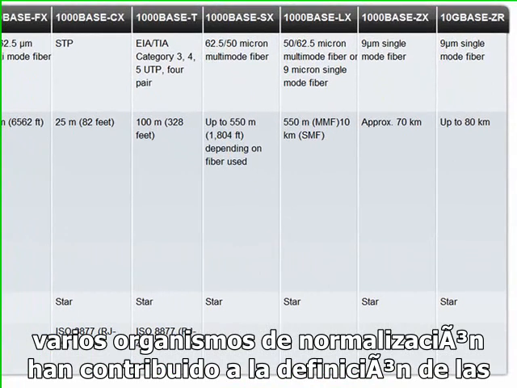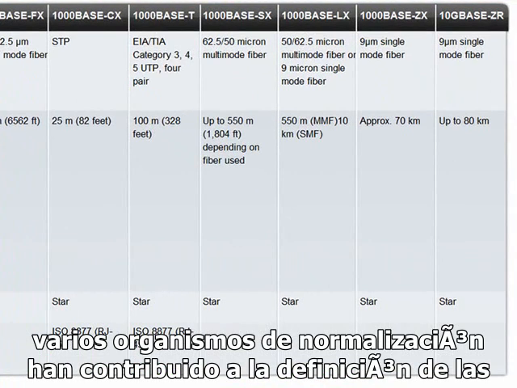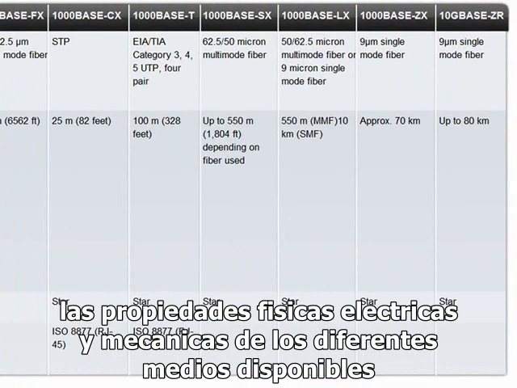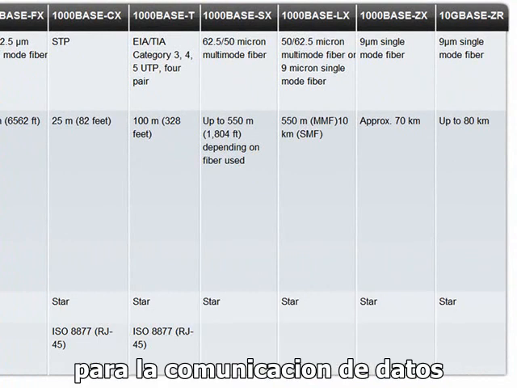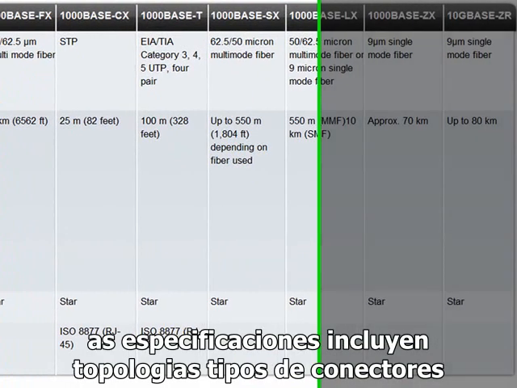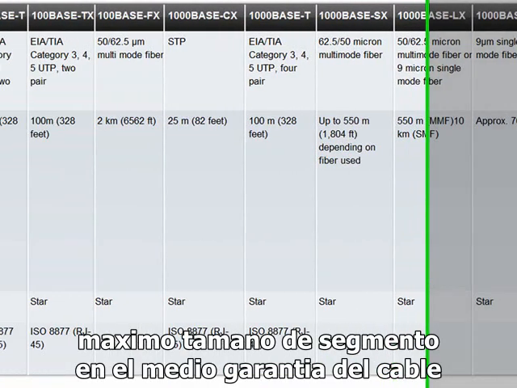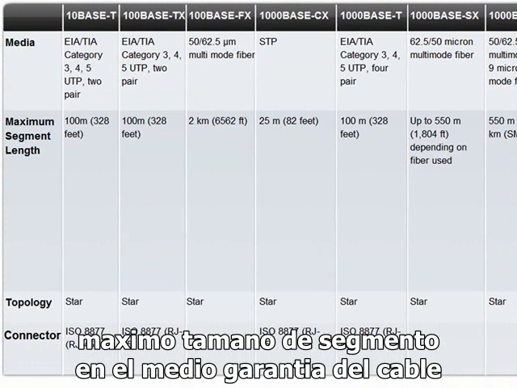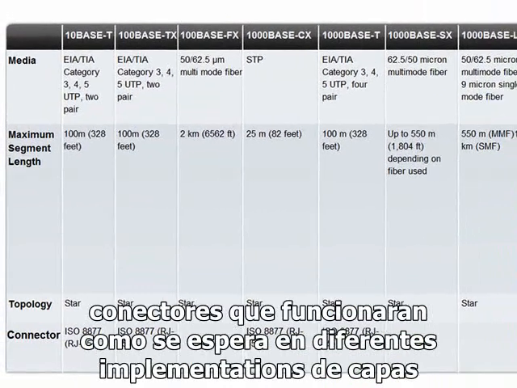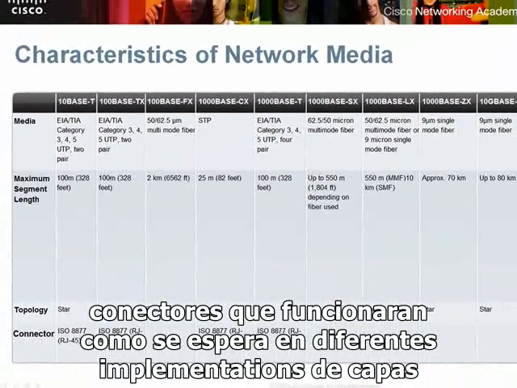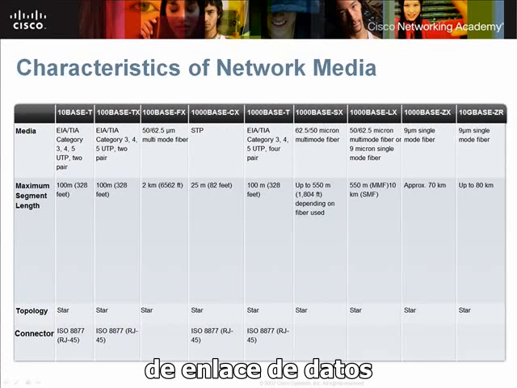Various standards organizations have contributed to the definition of the physical, electrical, and mechanical properties of the media available for different data communications. These specifications include topologies, connector types, maximum segment lengths, and the media itself, and guarantee that cables and connectors will function as anticipated with different data link layer implementations.